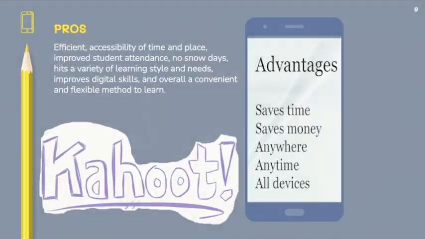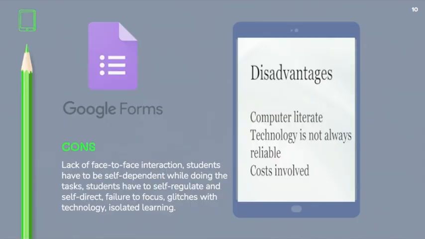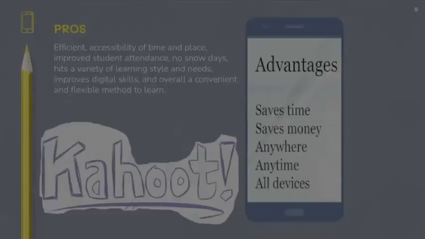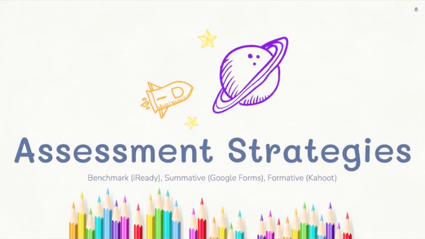Some cons of online learning in general: that lack of face to face interaction that we always have talked about. Students have to be self dependent on themselves while doing their tasks. Students have to self regulate and self direct. They have a failure to focus at times, and glitches with technology, also in isolated learning. So, these are some things that can happen with online learning in general. And I think that goes to show with these assessment strategies as well. If a student's Chromebook dies in class, if they forgot their Chromebook, it's harder for them to do some of these online assessment strategies like a Google form or a Kahoot.